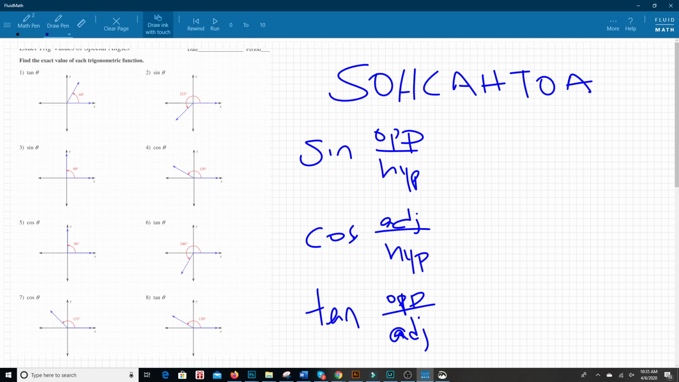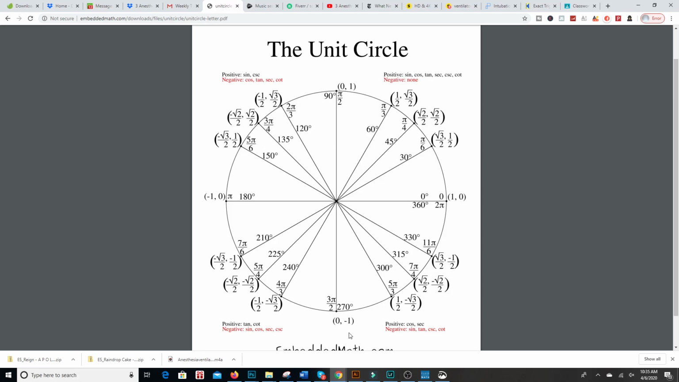Okay, so the first problem we have to the left is a tangent of theta. So we want to know the tangent of 60 degrees. Keep in mind at 60 degrees we have certain coordinates, right? So let's go back to the unit circle and we look at 60 degrees. At 60 degrees, our x value is 1/2 and radical 3/2.